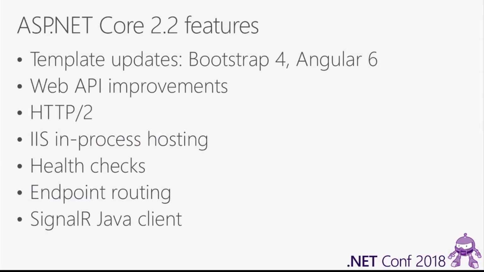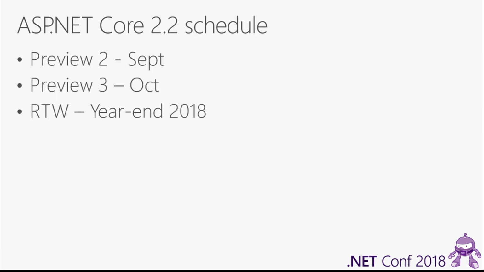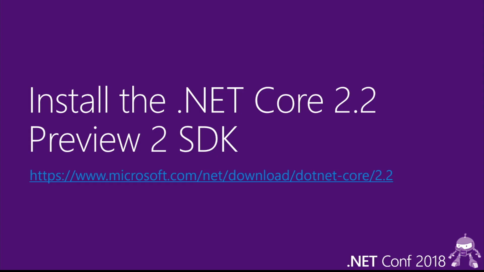All right, so those are the new features available with 2.2. Hope you enjoyed learning about them. What is the roadmap for the 2.2 release? Well, we shipped Preview 2 in September, shipped today. We expect to ship Preview 3 about a month from now in October, and then we hope to ship an RTW, a stable release of ASP.NET Core 2.2, by year end of 2018. I hope you enjoyed what you saw and that you'll take the time to go install the latest .NET Core SDK, 2.2 Preview 2, and try out these new features.